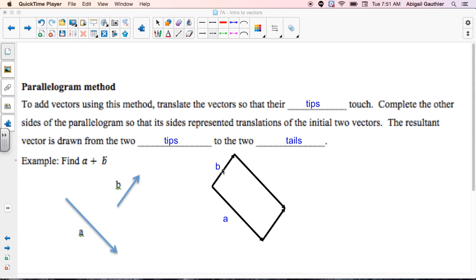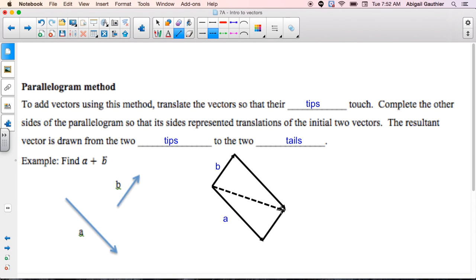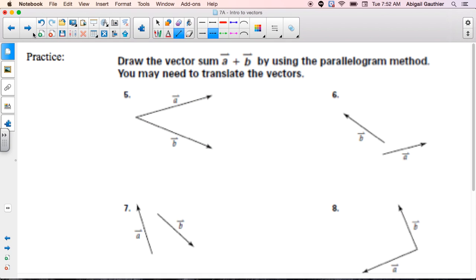Okay, so here we were, and the sum of the vectors a and b start at the two tips right over here and head towards the two tails. So this would be the resultant vector a plus b. All right, why don't you try using the parallelogram method to do the next couple of problems and pause, and we'll go over them in class when I'm back.